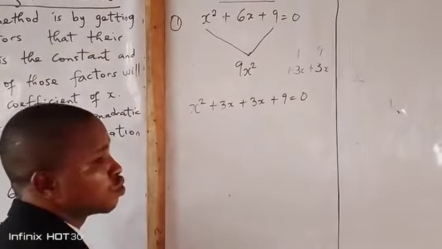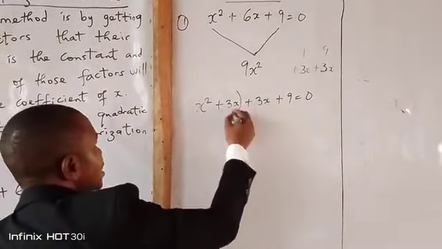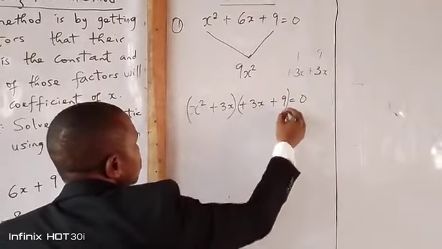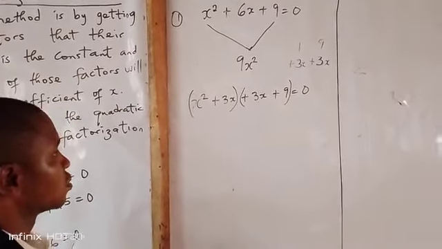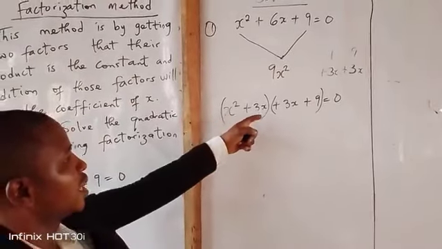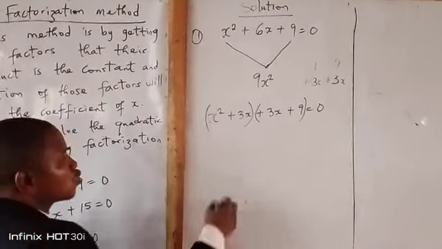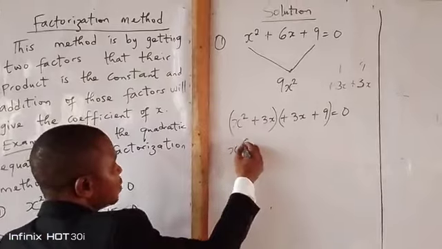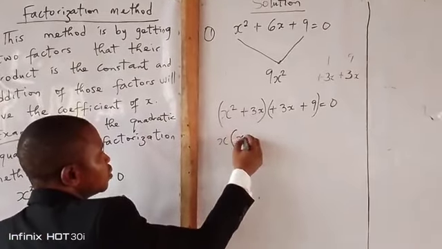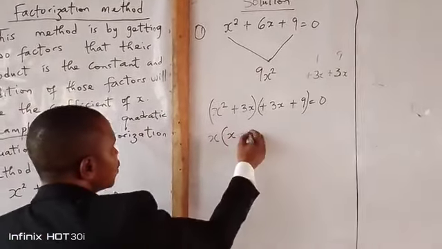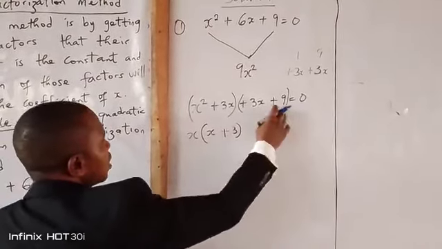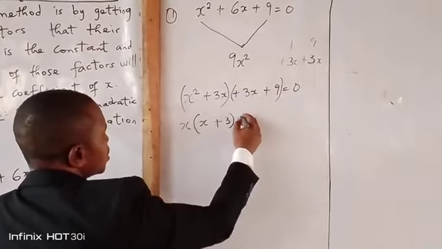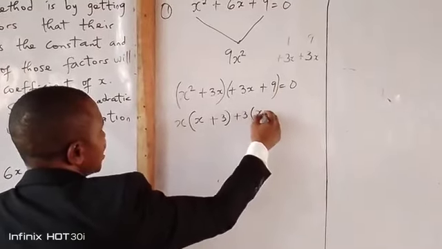Then the next thing to do is to group them. So you put them in brackets. Then you bring out the common factors. So for instance, you have x squared here and you have 3x here. What is common is x. By the time you bring out x, out of x squared, you have only one x remaining, plus 3. What do you have in common here? That will be plus 3 in bracket of x plus 3.